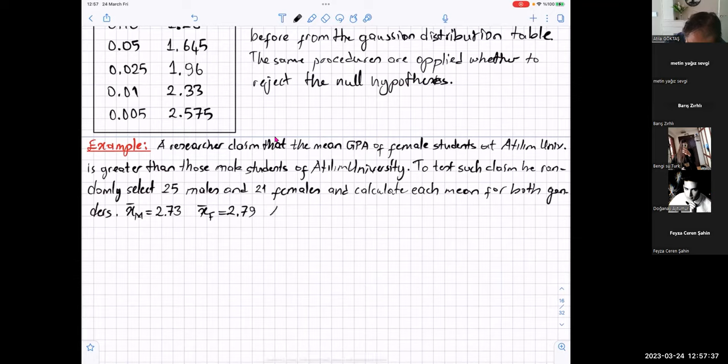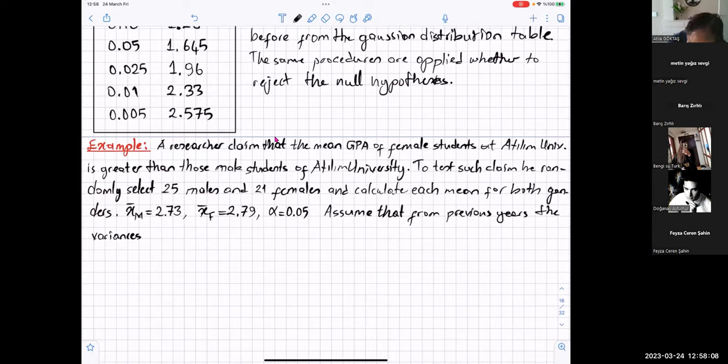And let's say the alpha level is 0.05 level of significance. Let's say this is given. And assume that from previous years, the variances are, say, 0.02 and 0.015, respectively.